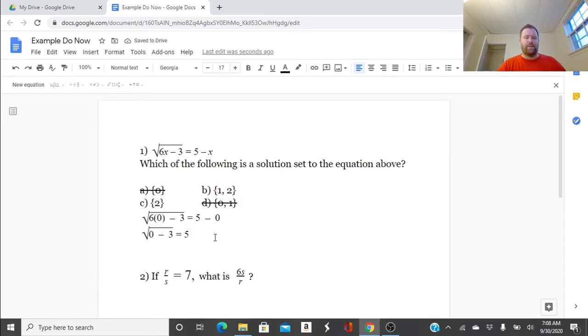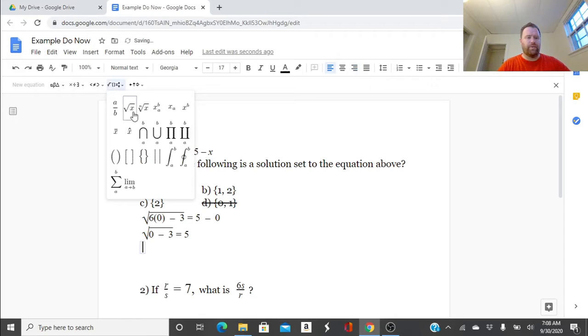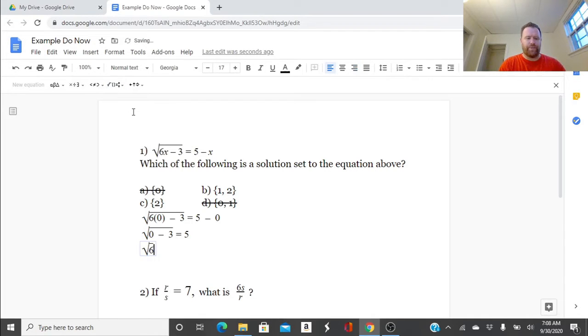Okay, so that leaves 2 potential solutions. I know 2 has to work, so I'm not going to test that. But 1 can either work, and then the choice would be B, or 1 could not work, and the choice would be C. So let's plug in 1. So we'll do the square root of 6 times 1 minus 3 equals 5 minus 1.